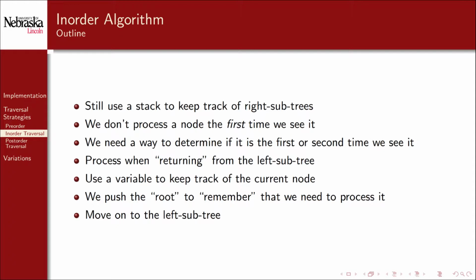However, we don't process them right away. We wait until we've explored the left subtree. But we need a way to tell, if we're encountering a node, whether it is the first time or the second time that we visited it, so that we can process it properly on the second time. To do this, we'll still use a variable to keep track of the current node, but we don't push its children. We push the node itself and move on to the left subtree.